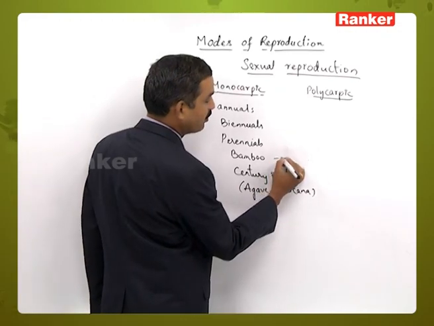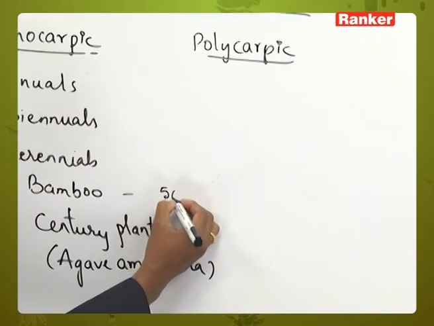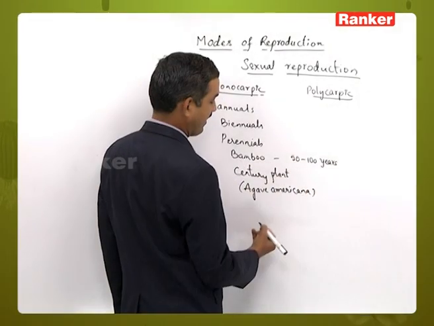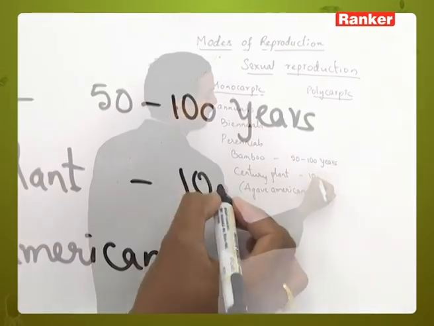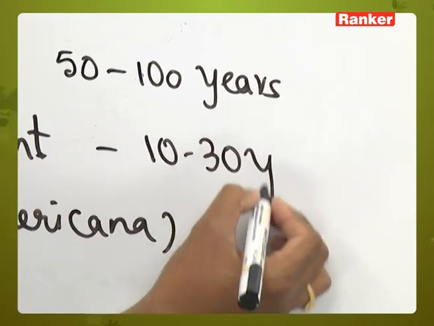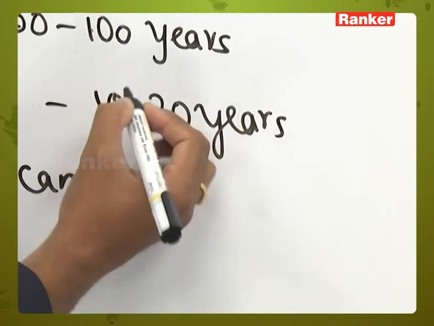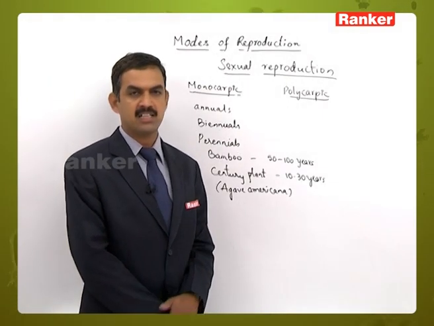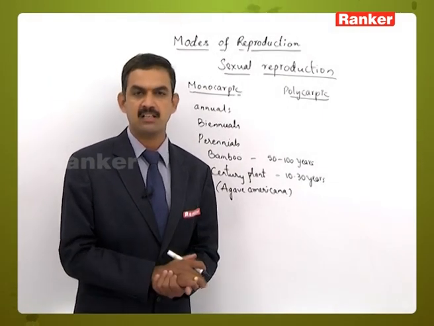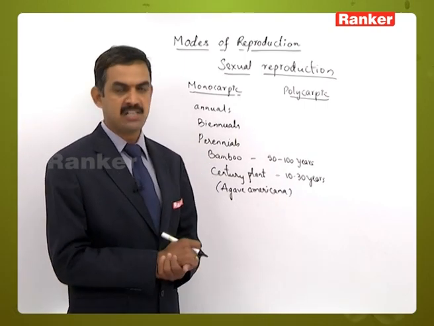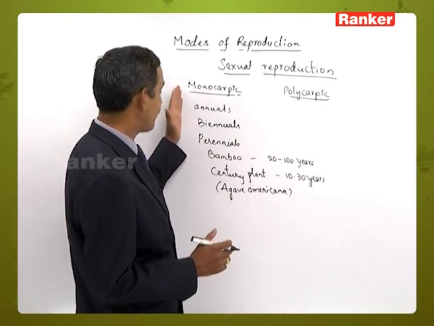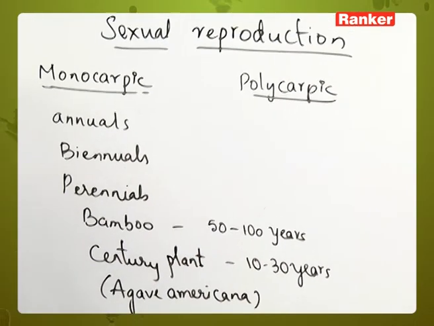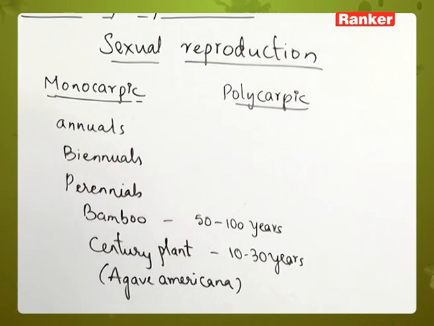Bamboo will flower after 50 to 100 years of its lifespan, whereas century plant will flower after 10 to 30 years of its lifespan. And once they flower, they start producing the fruits and they will die and complete their life cycle. This type of plants, which flower only once in their life cycle, are called monocarpic plants. And next was polycarpic.